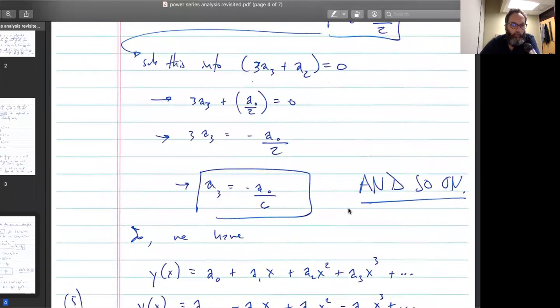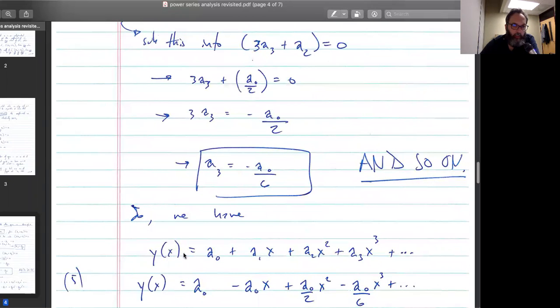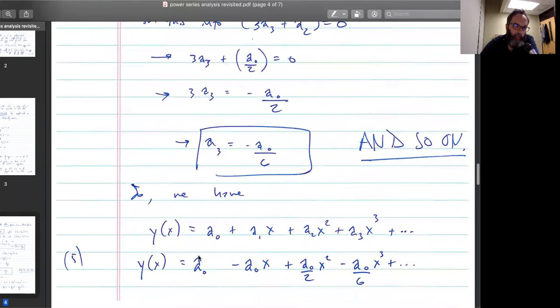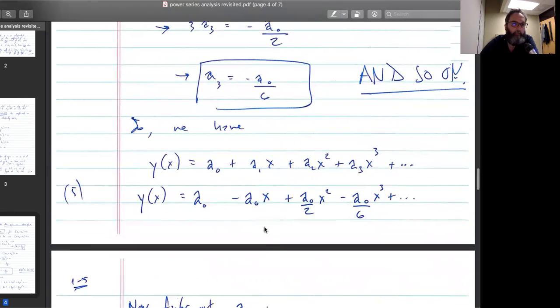So we now have our original guess for the form of this function, a naught times x to the 0th power, plus a1 x to the 1st power, plus a2 x squared, plus a3 x cubed, and so on, has to be equal to, well, a naught is equal to a naught, a1 is equal to negative a naught, a2 is equal to a naught over 2, a3 is equal to negative a naught over 6. So we solved that set of equations, and in doing so, we figured out how to specify all of these coefficients a sub n in terms of just one of them, the a naught that we don't know yet.